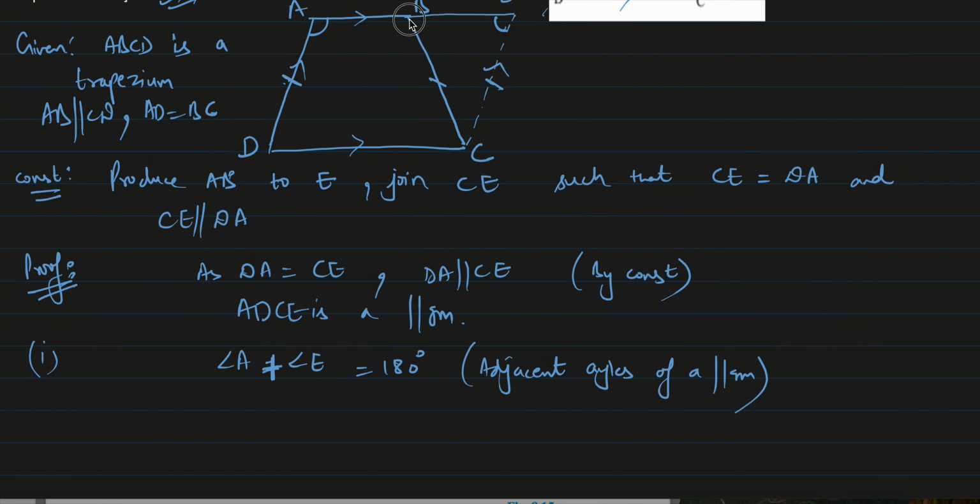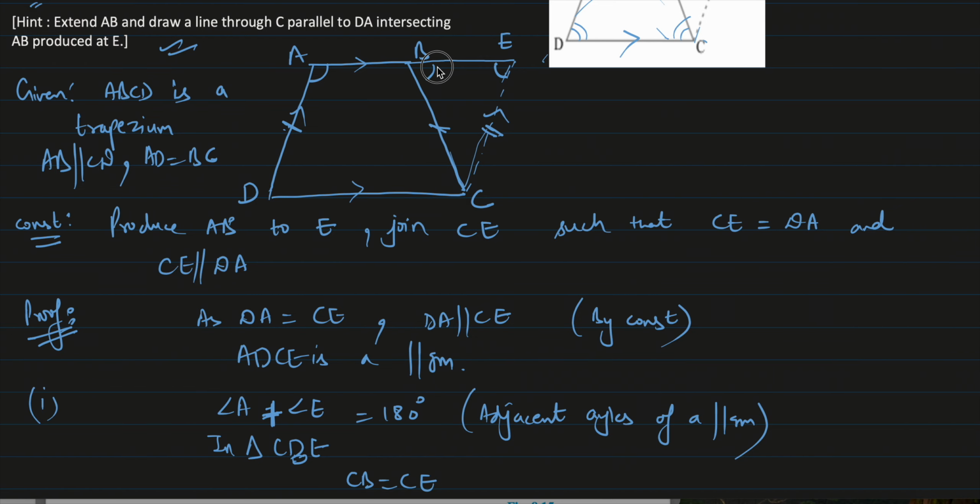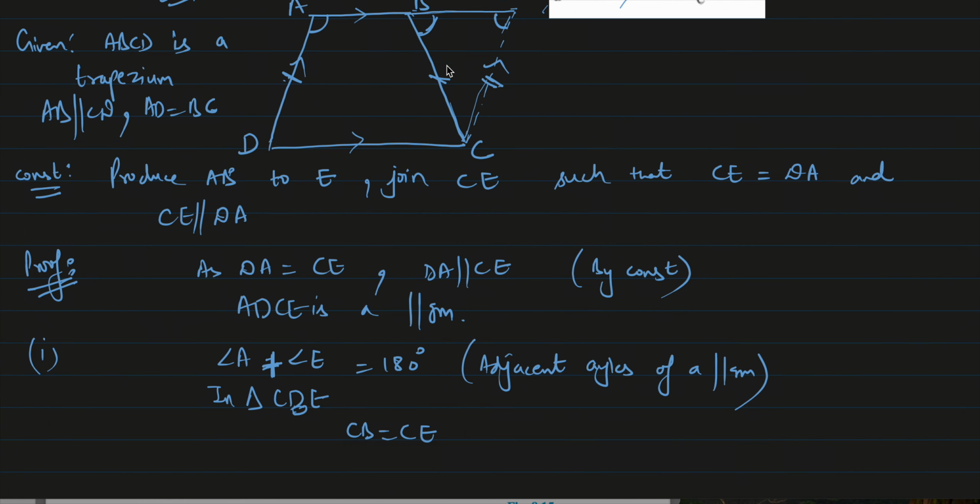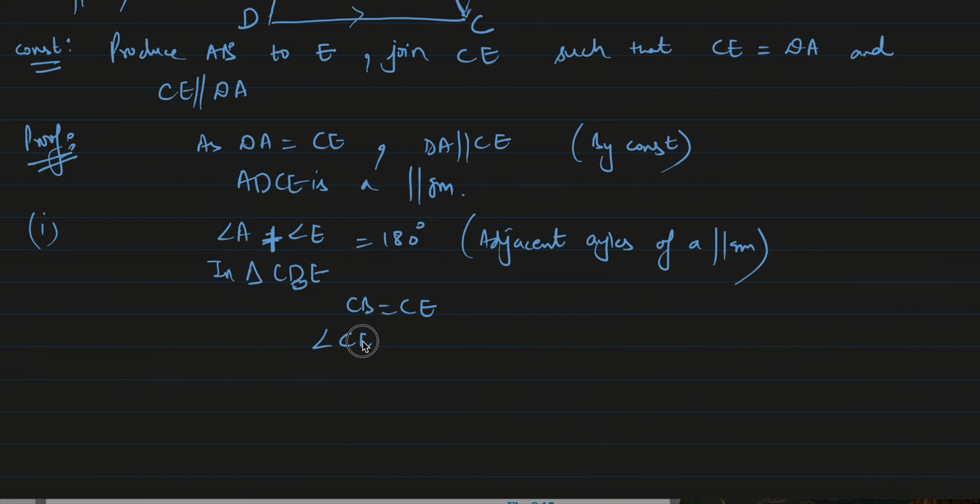Let's consider this triangle CBE. In triangle CBE, what do you have in this triangle? CB equals CE. With this CB equals CE, can I say that these two angles are equal? CEB and CBE, these two angles. Angle CEB equals angle CBE.